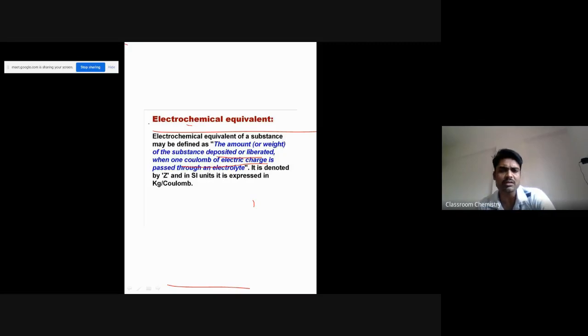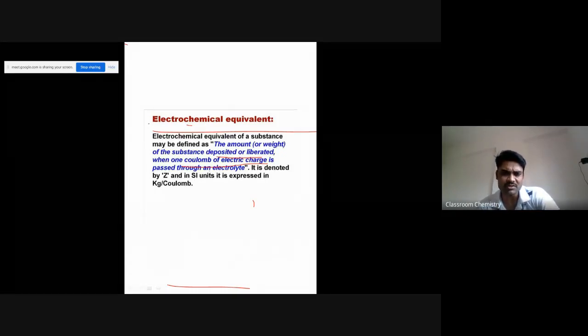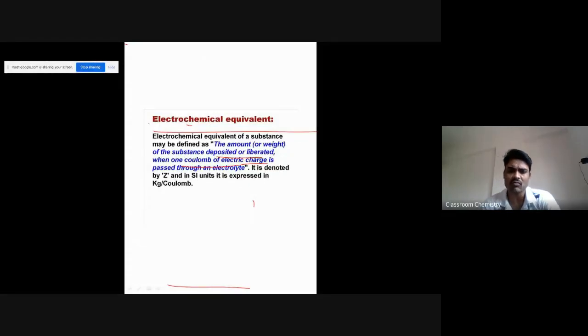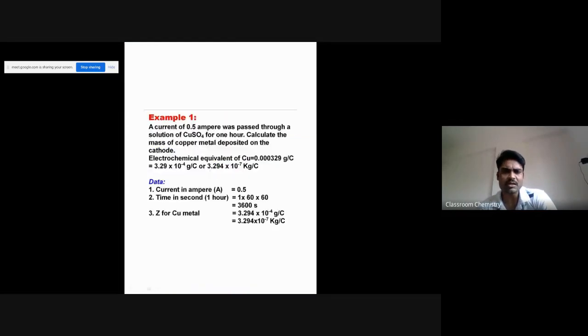Again, we simplify this. When we pass 1 coulomb of electricity, the amount of substance or element deposited or liberated, how much amount is deposited or liberated? It is called the Z or electrochemical equivalent. Here is one simple example regarding the calculation of electrochemical equivalent.